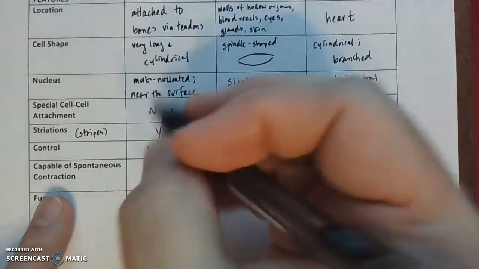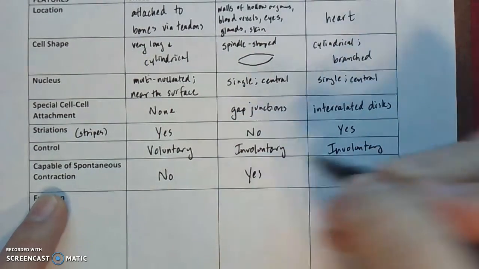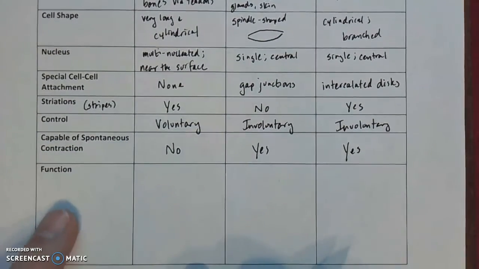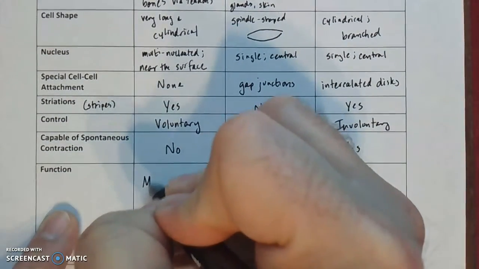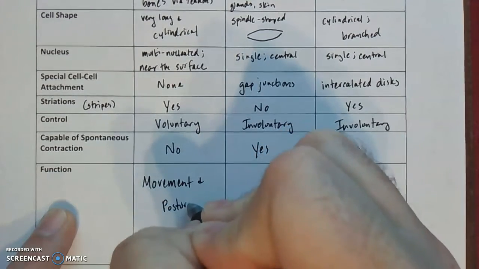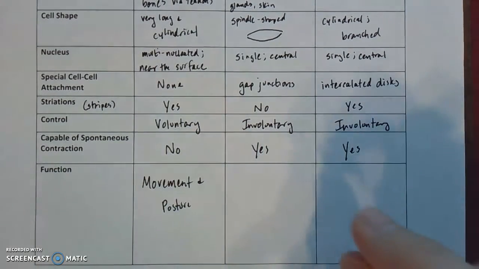Spontaneous contraction, not really for skeletal muscle. Our brain can cause things to happen, but it's not spontaneously generated by the muscle. Some smooth muscle is, but definitely cardiac muscle. So the function of skeletal muscle is mainly movement and posture. So this allows us to move. It allows us to maintain homeostasis by actually physically moving our body into a different situation if need be.